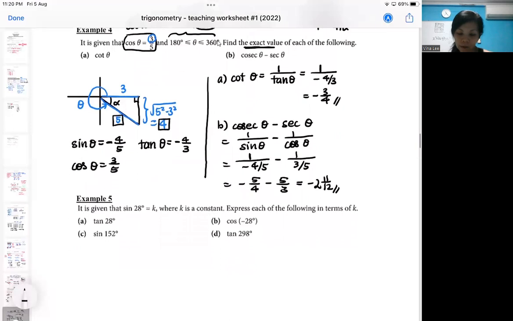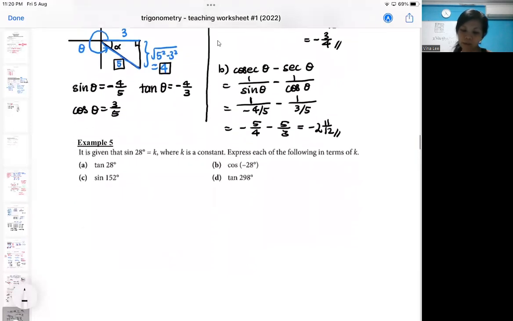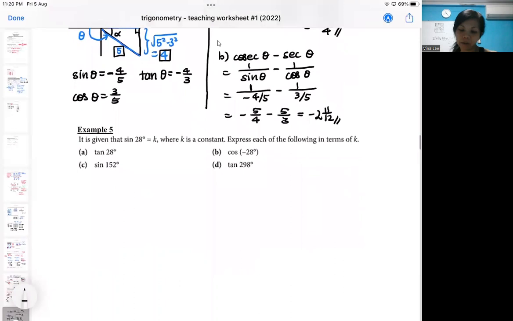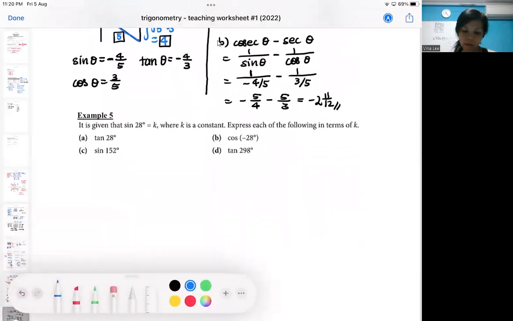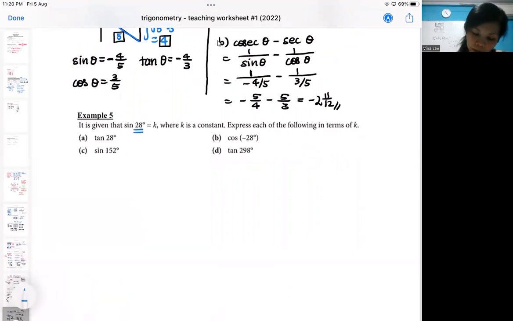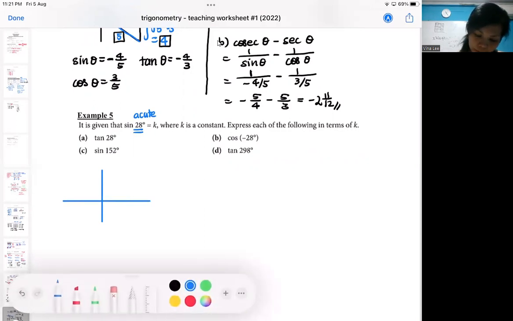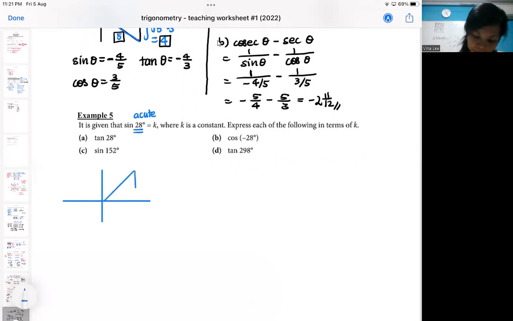Okay, so another example, sine 28 is a K. So where do you draw this triangle? And maybe you're thinking, am I even able to draw a triangle based on this? Yes, you can. So this is an acute angle. So you just need to draw it in the first quadrant. Drawing the first quadrant, I think is quite easy because that's where the basic angle is.